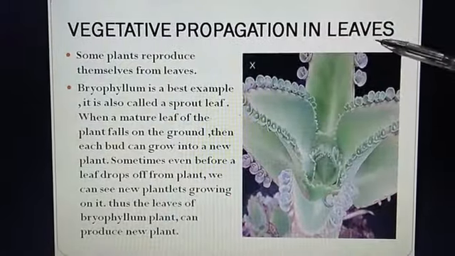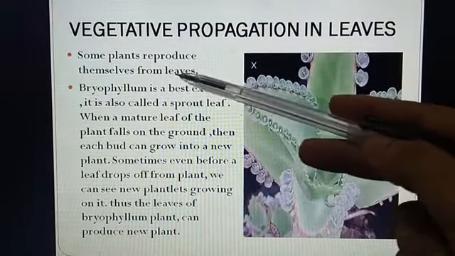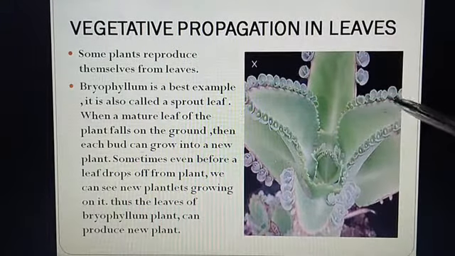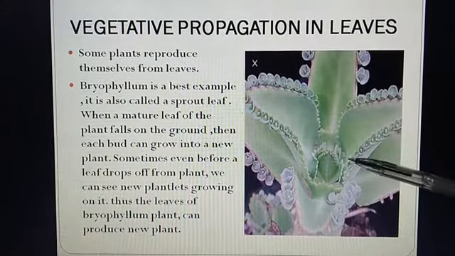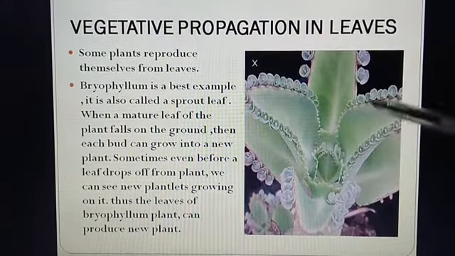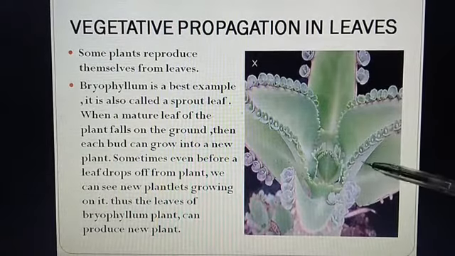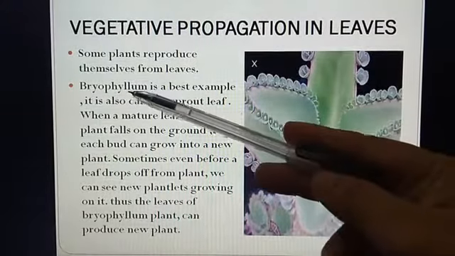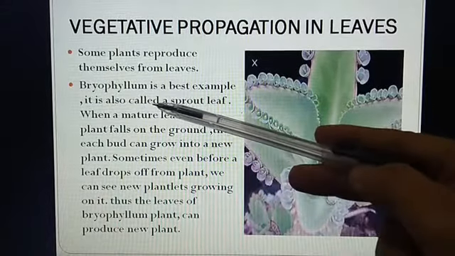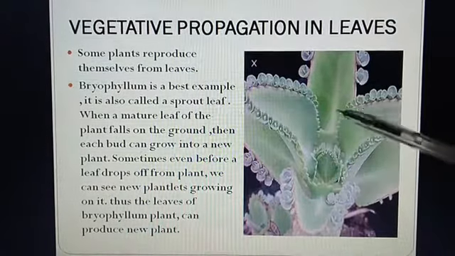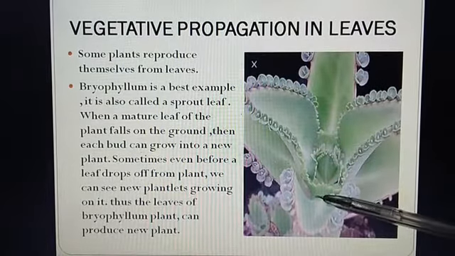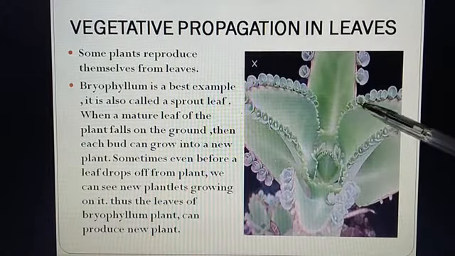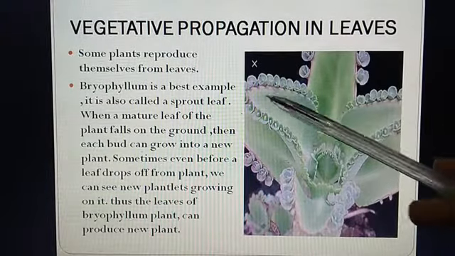Vegetative propagation in leaves. Some plants reproduce themselves from leaves. The leaves of some plants develop buds on them. Such leaves having buds can be used as a structure of vegetative reproduction in plants. The best example is Bryophyllum. It is also called a sprout leaf plant. The leaves of Bryophyllum plants develop some buds on their margin. On the margin of the leaves you can see the buds.